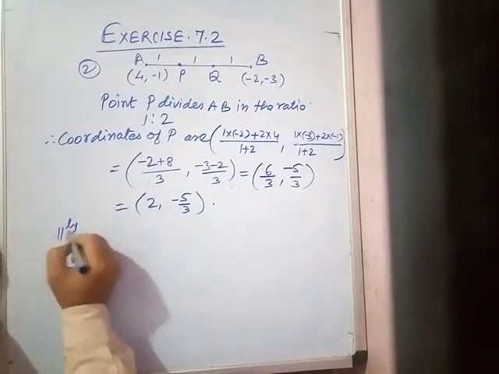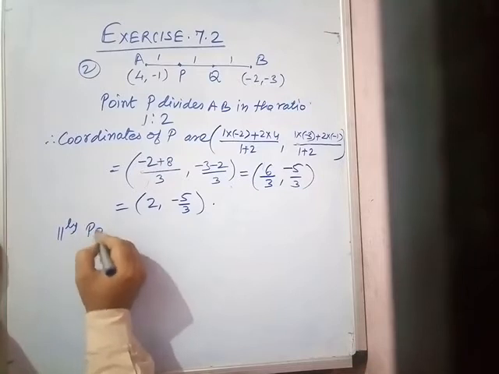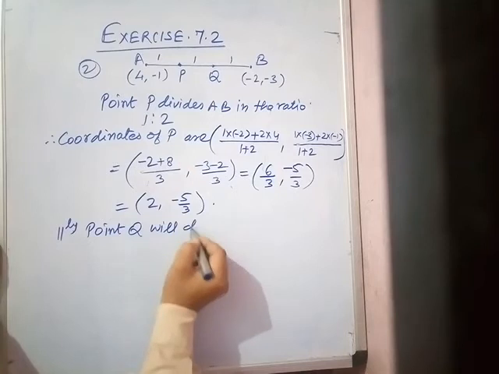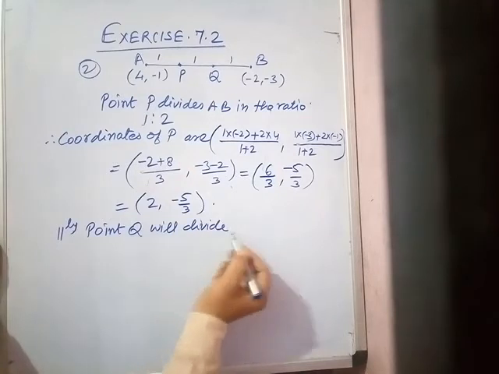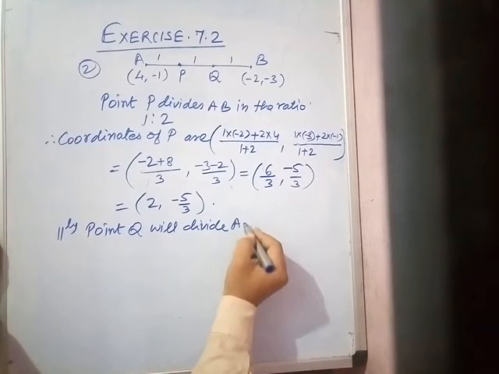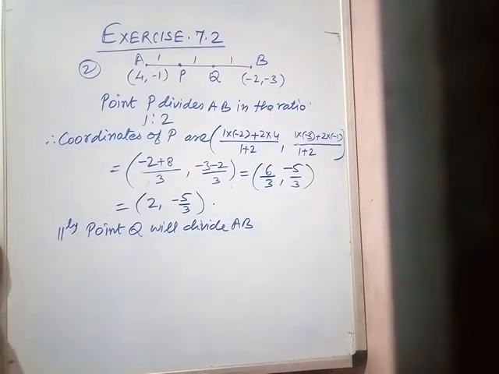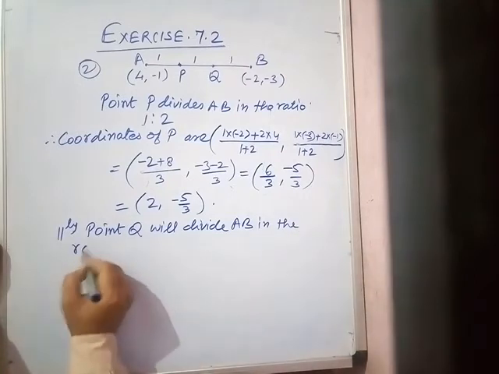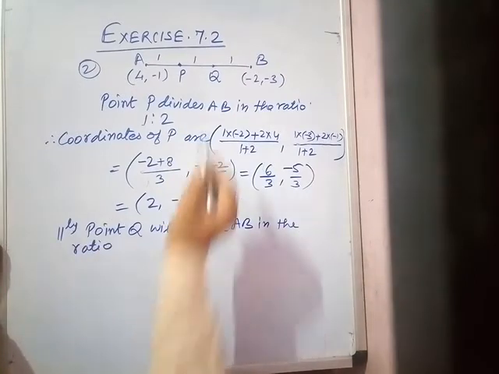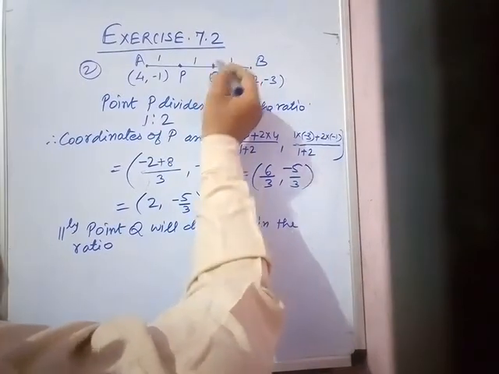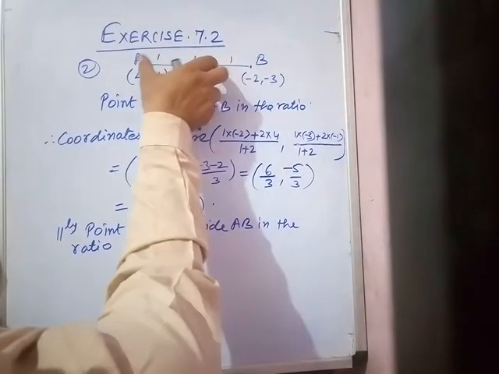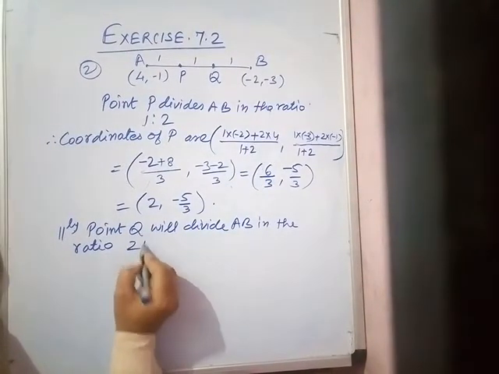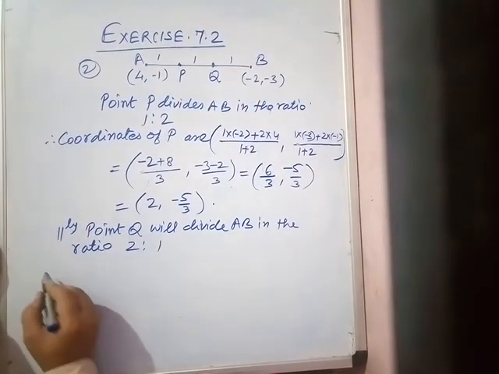Similarly, point Q will divide AB in the ratio, here we can see that up to point Q this segment has two parts, and this one part. So the ratio is 2:1.